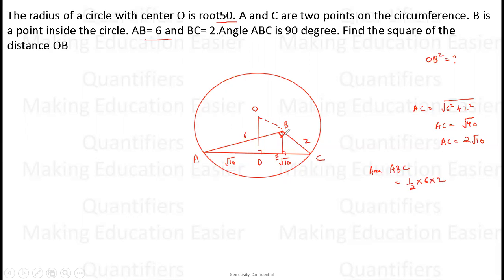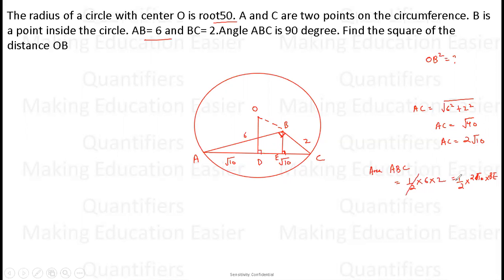And students, if I use this perpendicular to find the area, अगर मैं इस perpendicular को use करूं to find the area of ABC, so I can say area of ABC will be equal to half into BE into base AC. अब base AC हमें पता है, AC हम लोगों ने 2 root 10 निकाला हुआ है, so into 2 root 10, right, into the height which is BE. I hope it is clear to everyone till here.